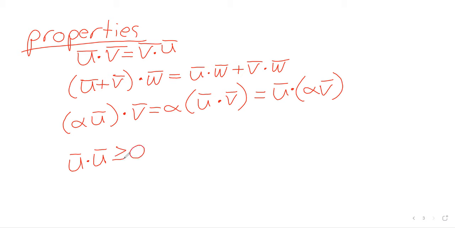Based on our experience with the real numbers, the dot product of a vector with itself is greater than or equal to zero. And this is the intuition that a number squared can't be negative. Something times itself shouldn't be negative. Furthermore, I have a greater than or equal to sign here. This is equal to zero if and only if the vector we're squaring, as it were, equals the zero vector.